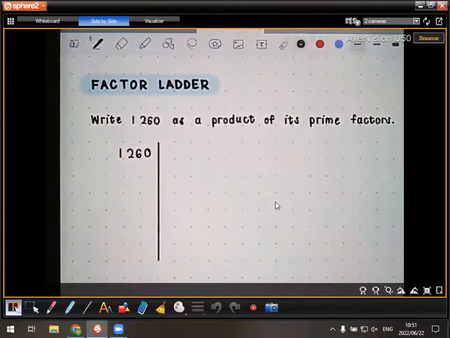The number that they are asking you to write as a product of its prime factors, you're going to put on the side of that line. Some textbooks, I think the textbook that we have, put it on the other side of the line, but it doesn't matter.